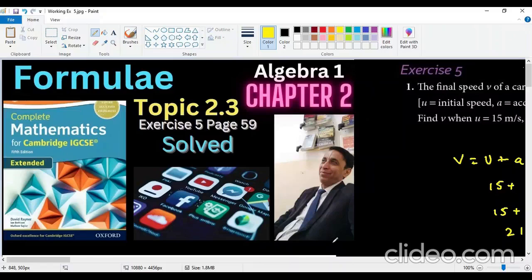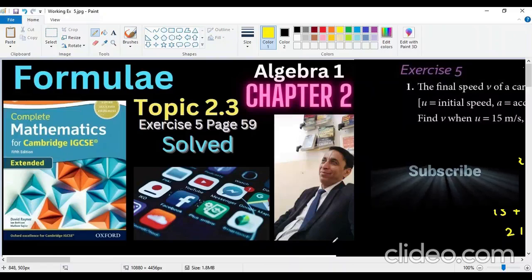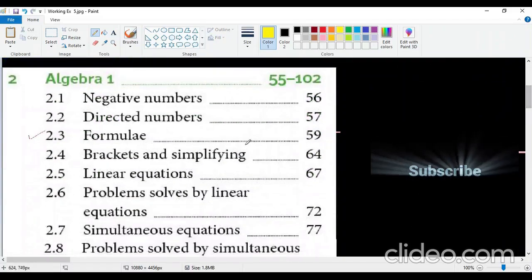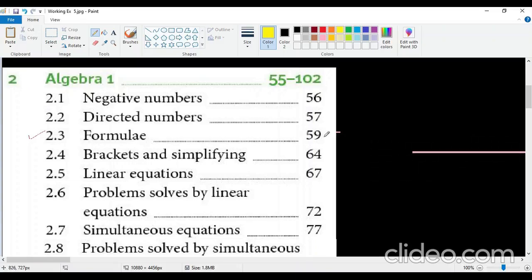I'm very excited to start a new chapter, which is chapter 2. In here, I'm starting topic 2.3, which is formulae, and all the exercises are going to be solved, all the questions from Algebra 1. This is chapter 2, but just to give you a brief idea how it's going to go, I have started from 2.3, which is formulae, that you can find in the textbook if you have it in your hand. In case you don't have it, you can connect with me on WhatsApp. A number is going to be provided where I can provide you a PDF file for this.